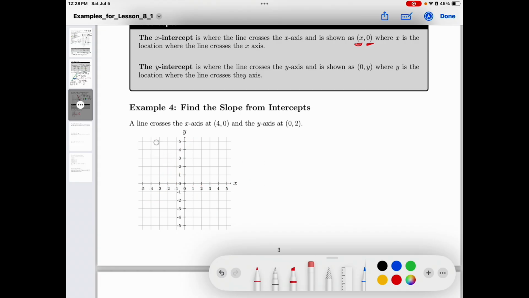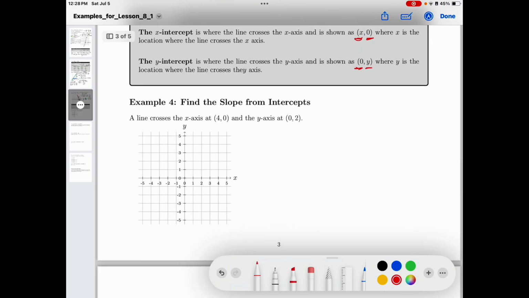Now let's look at the y-intercept. The y-intercept is where the line crosses the y-axis, and it's the value of y when x is 0. Let me draw a different line. If I draw this line, where it crosses the y-axis is 2. If I listed that as an ordered pair, I don't move horizontally at all, so that's 0, but I go up 2.